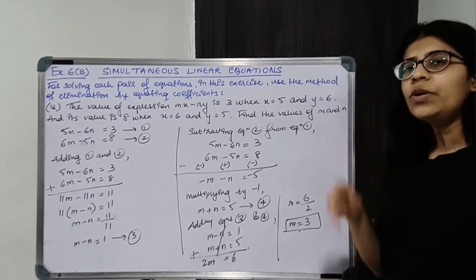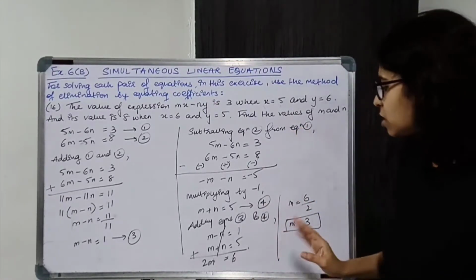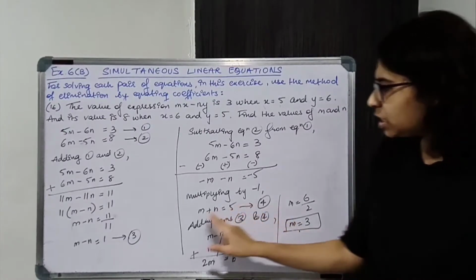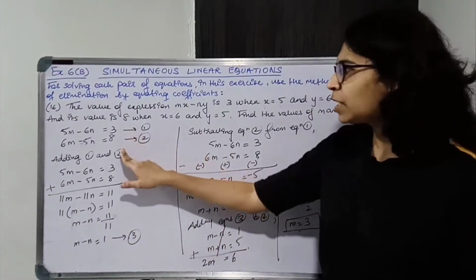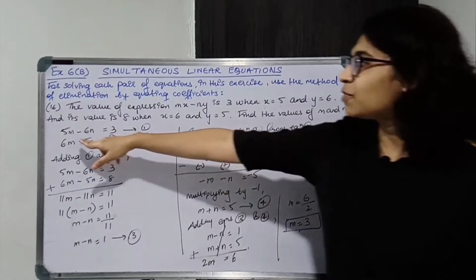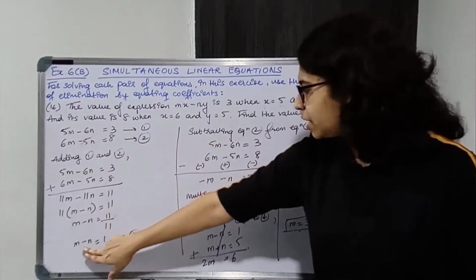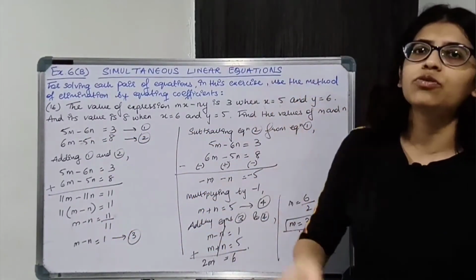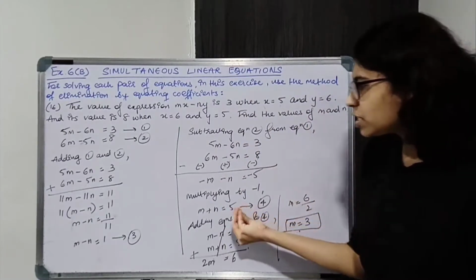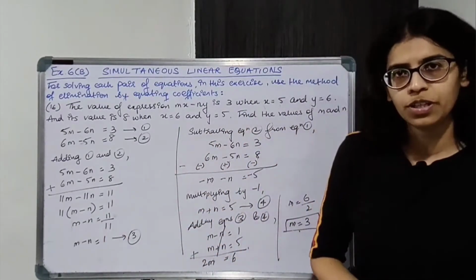Okay. Now we need to find the value of n. So we'll just substitute the value of m in 3 or 4. You can also substitute in 1 or 2, but we have numbers over here. Okay. यहाँ पे there are less numbers, so it would be easier to solve. So instead I would suggest 3 या 4 में substitute करके solve करो.